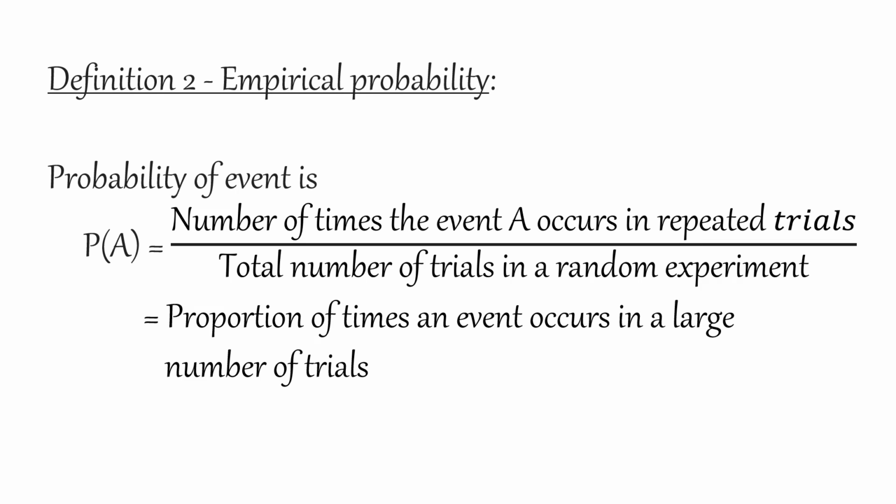Based on those results, we will get empirical definitions. So the number of times the event occurs in repeated trials divided by the total number of trials in a random experiment is also called the proportion of times an event occurs in a large number of trials. If we are not able to find the number, then we can go for a large number. If the denominator is large, then we'll go for that infinite number and all.